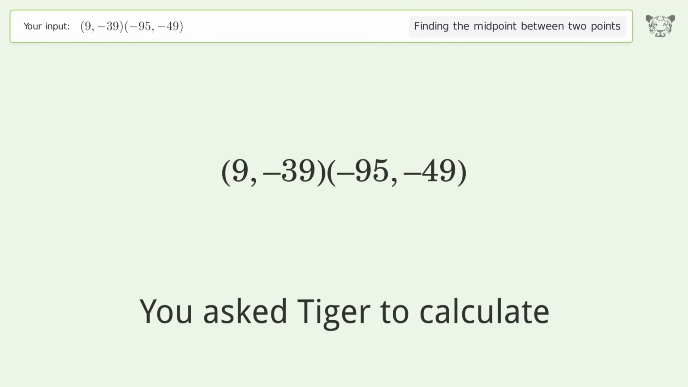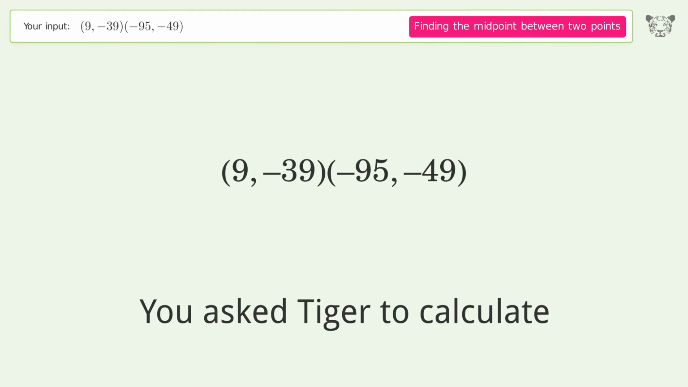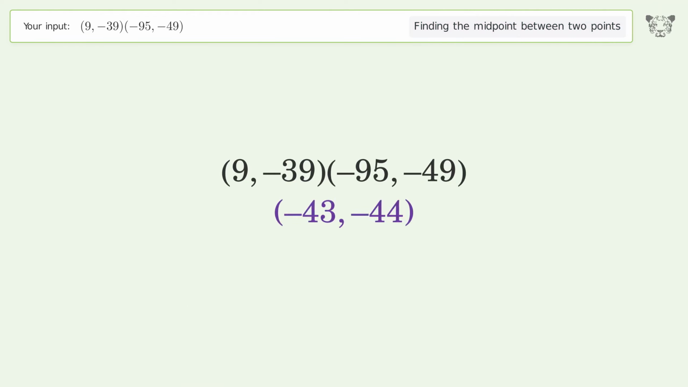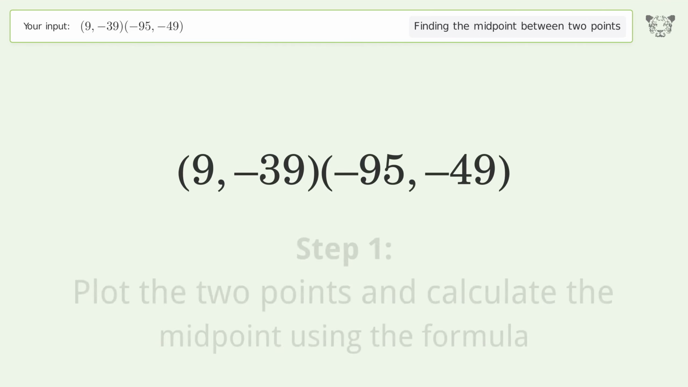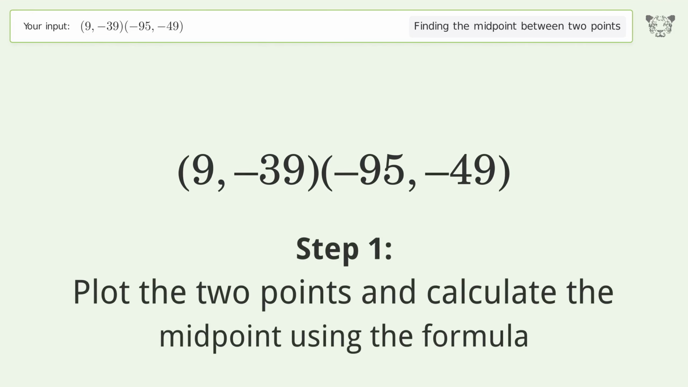You ask Tiger to calculate. This deals with finding the midpoint between 2 points. The midpoint between the 2 points is -43, -44. Let's solve it step by step. Plot the 2 points and calculate the midpoint using the formula.